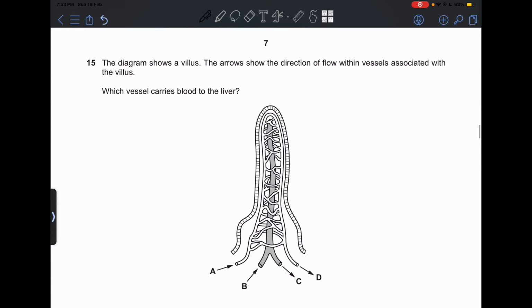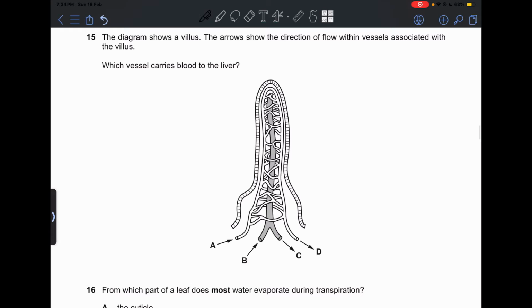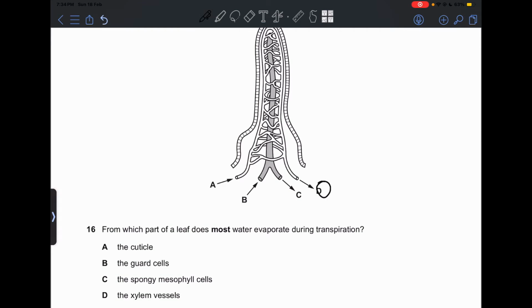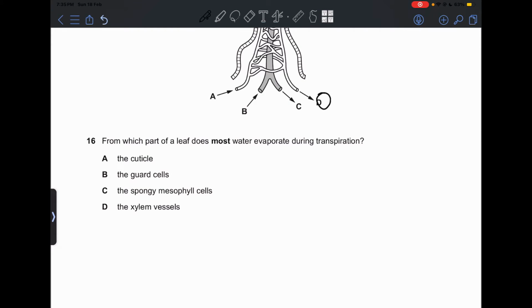15. The diagram shows a villus. The arrows show the direction of flow within the vessels associated with the villus. Which vessel carries blood to the liver? So this is going to be D, because in this area we have the hepatic portal vein. So our answer, of course, is going to be D. 16. From which part of a leaf does most water evaporate during transpiration? So this is the spongy mesophyll cells, because they have the most air around them. So there is the most evaporation over there. And so our answer is going to be C.